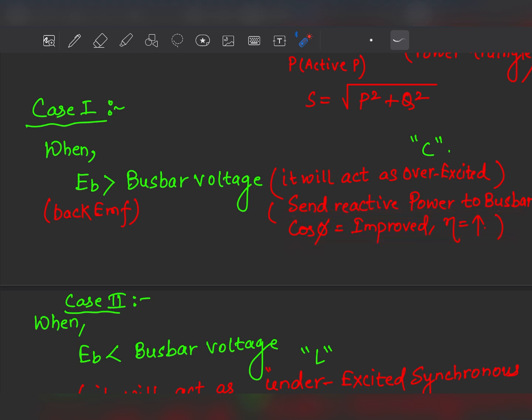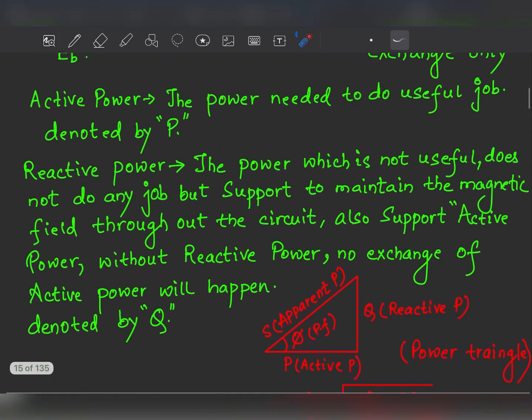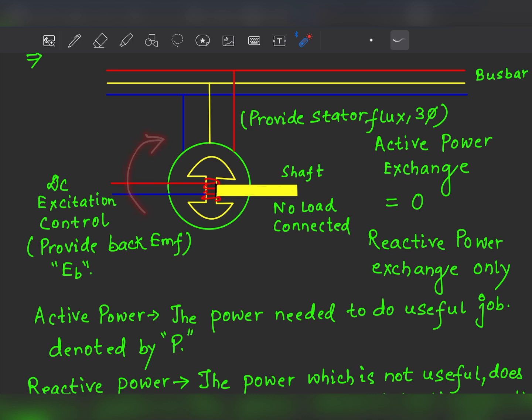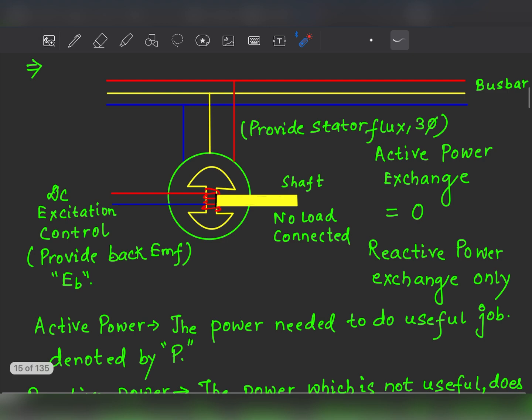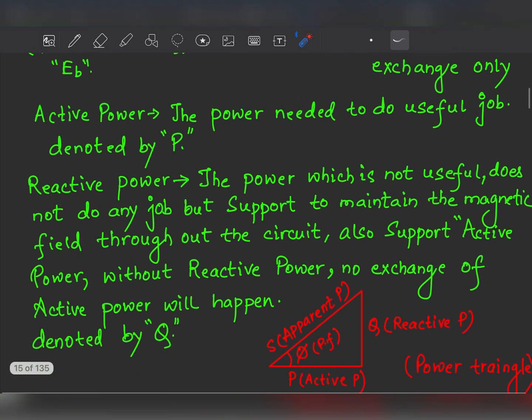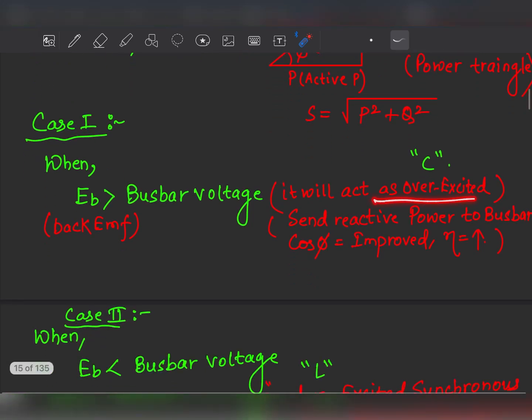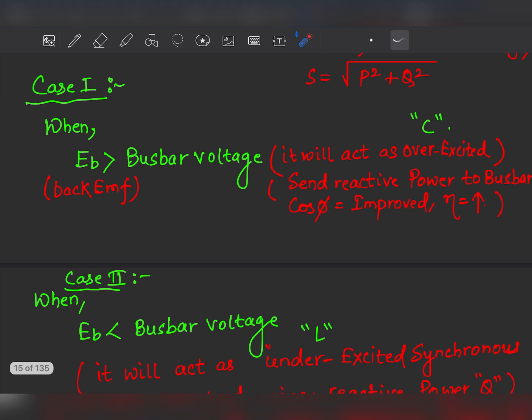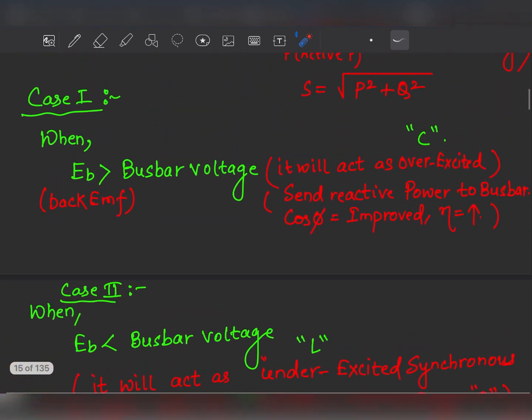You understand very well? So what we are doing here? We just increase this DC excitation, so that our back EMF will start increasing, and a time comes when our back EMF will be greater than this busbar voltage, so it will start working as overexcited and start sending the reactive power. It means it acts as a capacitor. That time it acts as a capacitor.